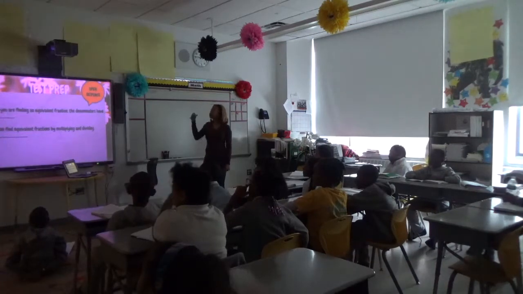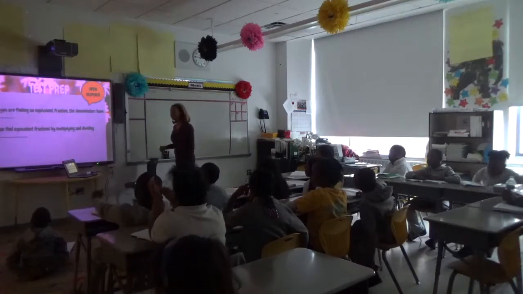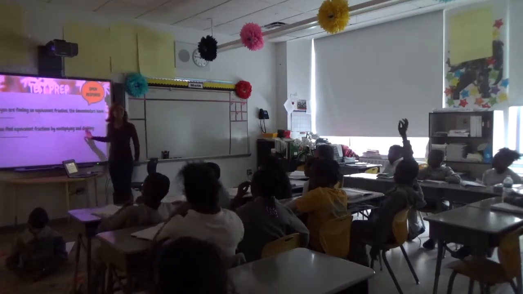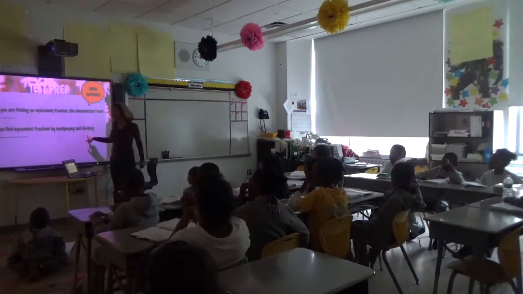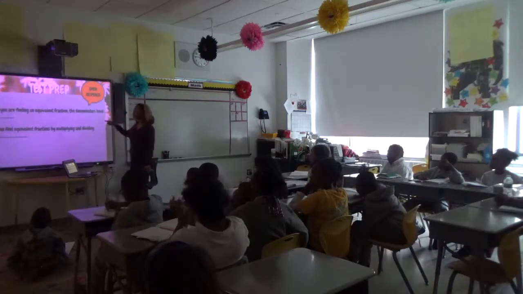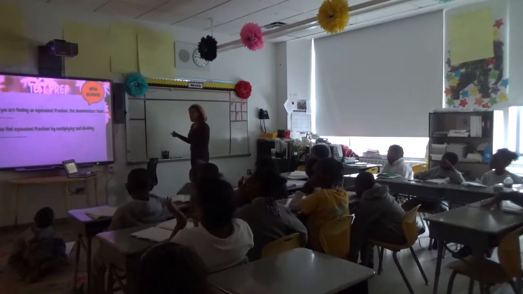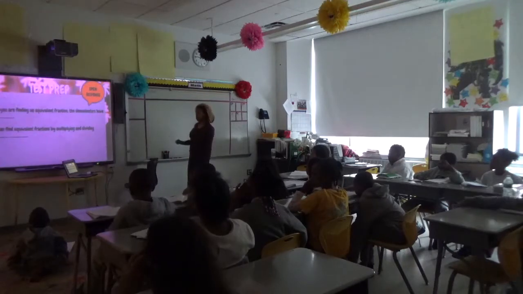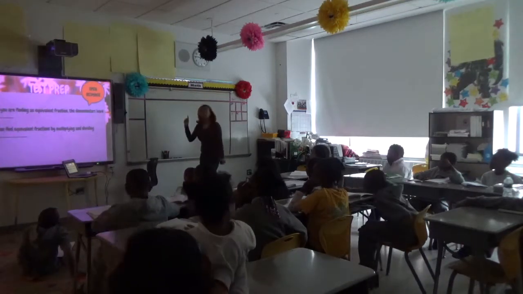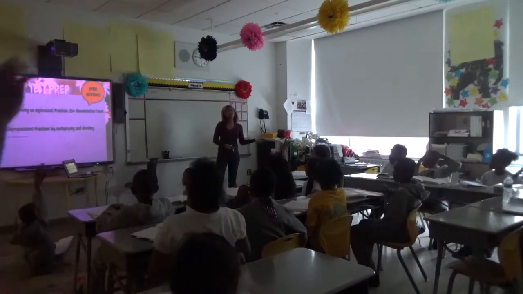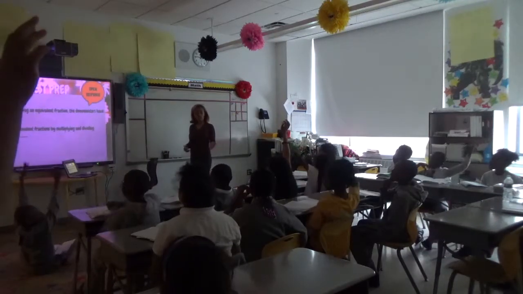1, thank you. So now that we know that the denominators have a relationship, let's fill in the next one, because this can also help us find equivalent fractions. You can find an equivalent fraction by multiplying and dividing what? What do we use to multiply and divide to find equivalent fractions?